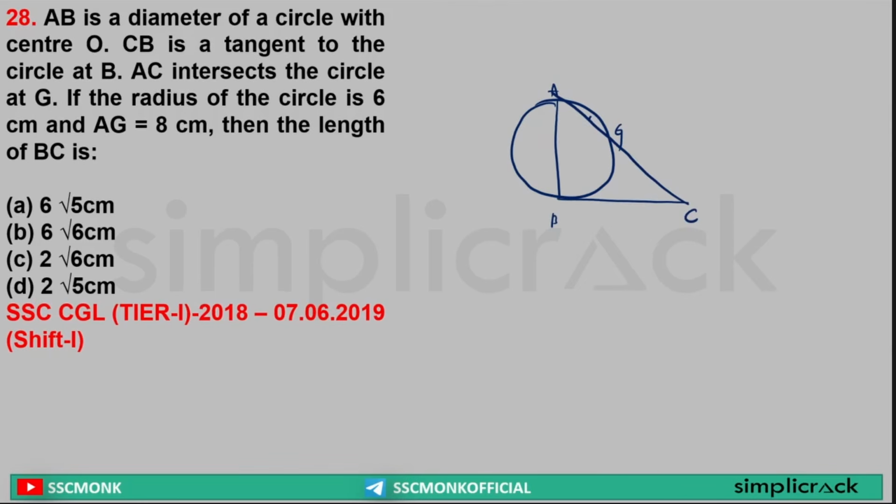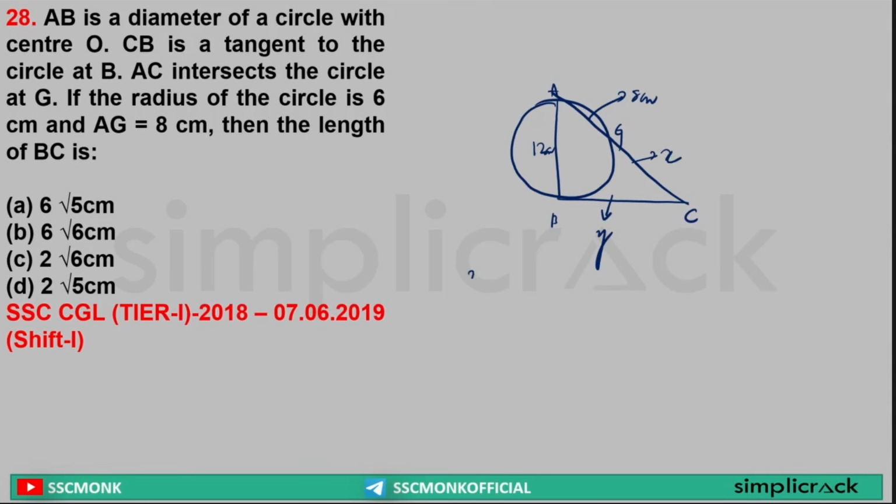So it is saying AG is equal to 8 centimeter. What is the length of BC? Okay. It is saying the radius of the circle is 6. That means this total part is equal to what? 12 centimeter. Yes or no? Yes. Now let's say GC is equal to X and CB is equal to Y.